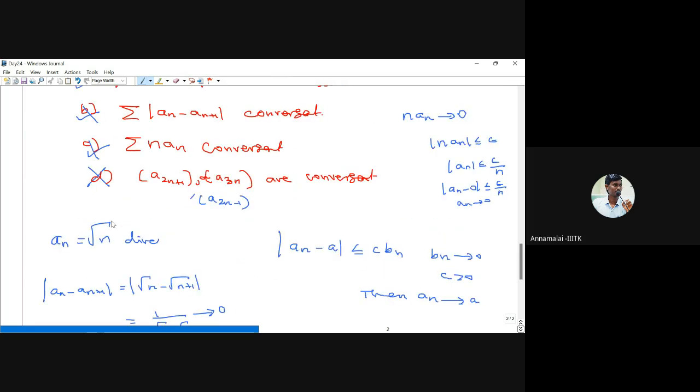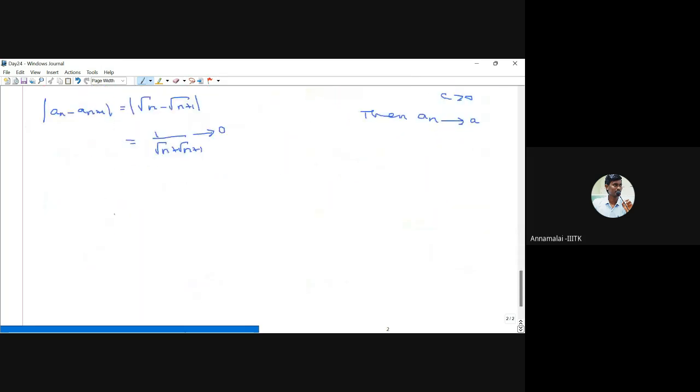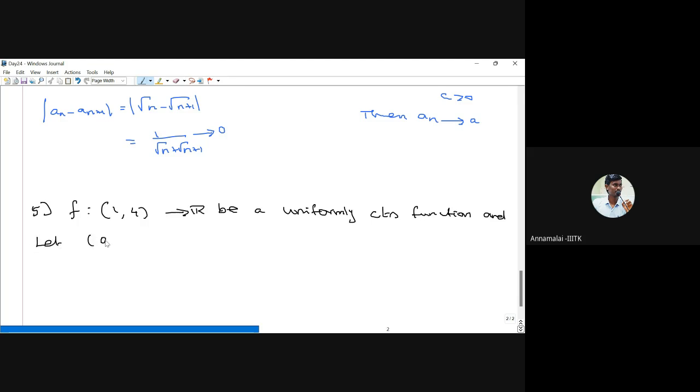Okay. Now, next problem. Fifth problem. Suppose f is a function defined on the open interval (1, 4) to R, a uniformly continuous function. And if we take some Cauchy sequence in this interval, let an be a Cauchy sequence.